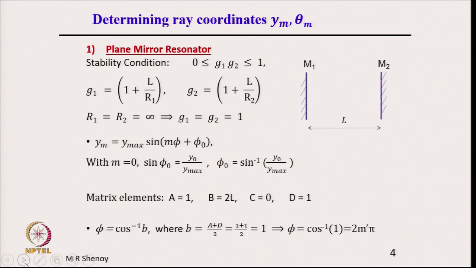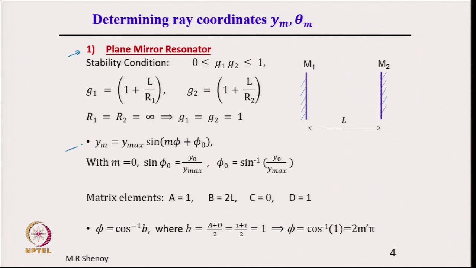Now, to determine the ray coordinates y_m, theta_m, let us consider a plane mirror resonator. Therefore, first, given any resonator, we must verify whether it meets the stability condition or not before even beginning ray tracing. So, G1 and G2 are given by these formulae, and for plane mirror resonators R1 = R2 = infinity, and therefore G1 = G2 = 1, and therefore it satisfies the stability condition that G1 G2 = 1.